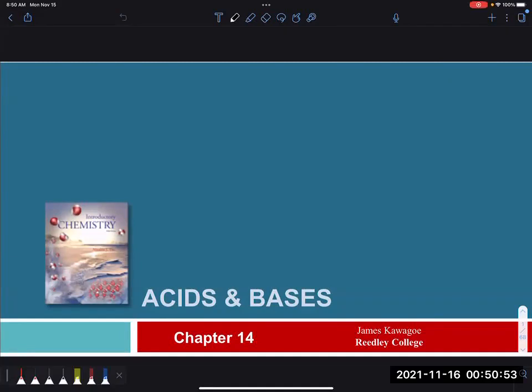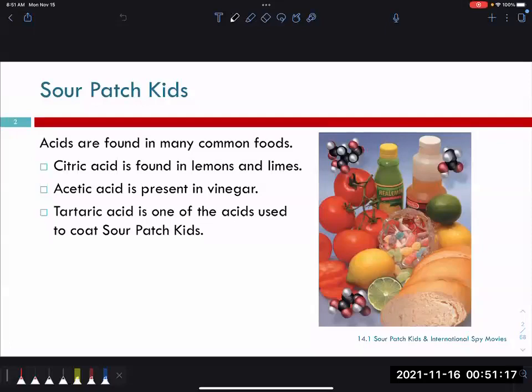So acids and bases. You hear about a vat of acid in James Bond movies and stuff. They drop things in and they completely dissolve. You don't really hear about bases as much in any sort of pop culture reference. There are some acids that will act like that. Hydrofluoric acid is one of them. But acids are very, very common, and they're in a lot of foods. Citric acid, for example, is found in lemons and limes. Acetic acid is present in vinegar. And tartaric acid is one of the acids used to coat Sour Patch Kids.